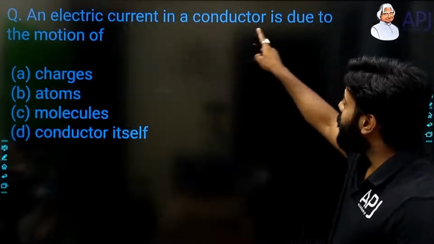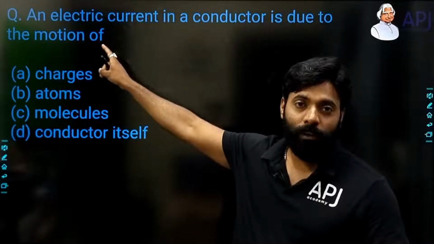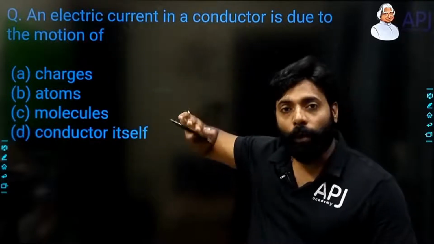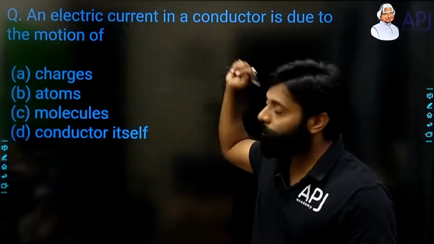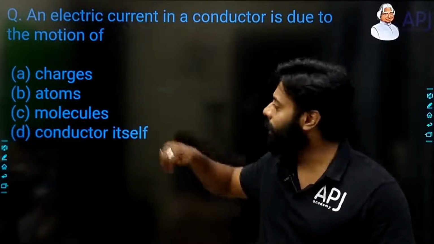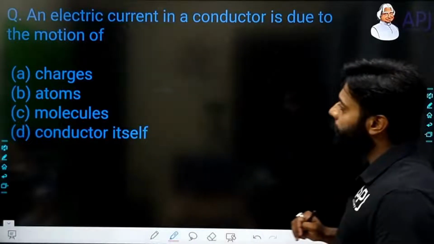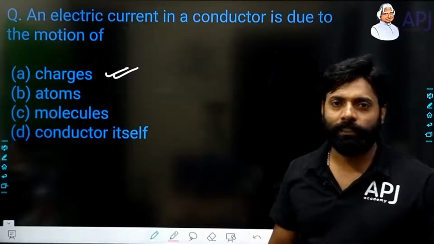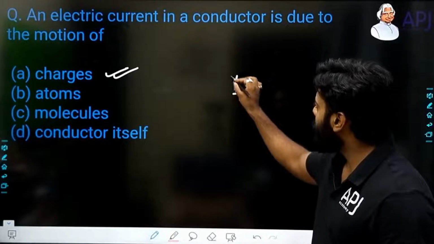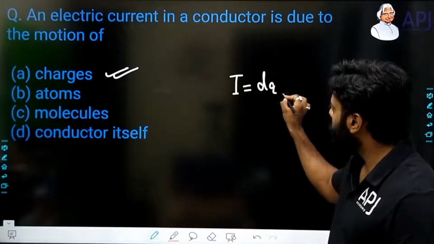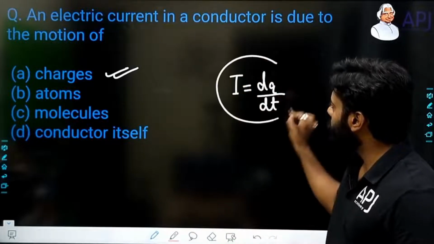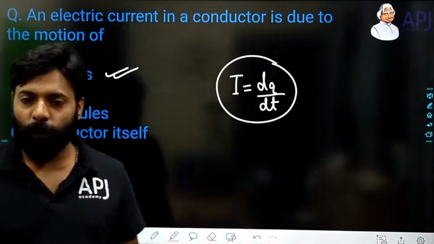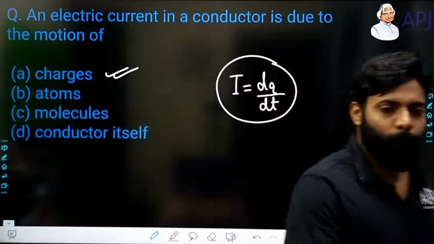An electric current in a conductor is due to the motion of an electric charge. Where? In a conductor. I already told you, when we are discussing a conductor, we are concerned about solid conductors only, and there we know that current is basically the flow of charges, as I equals dq by dt. So we are mainly concerned about the flow of charges, right? Shall we move? Yes, sir. Please move.